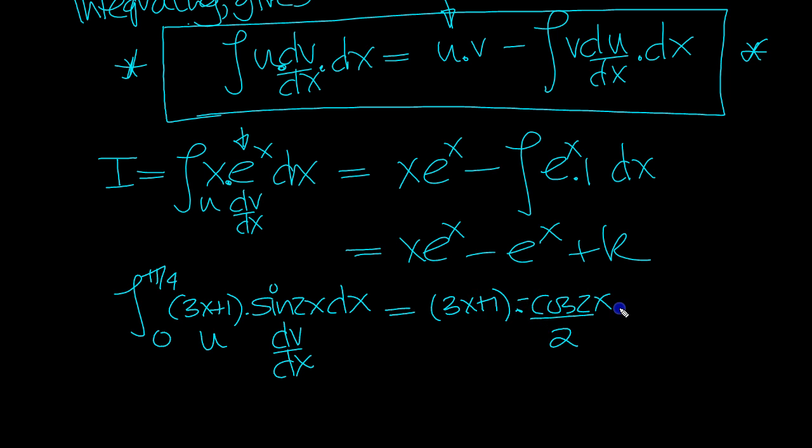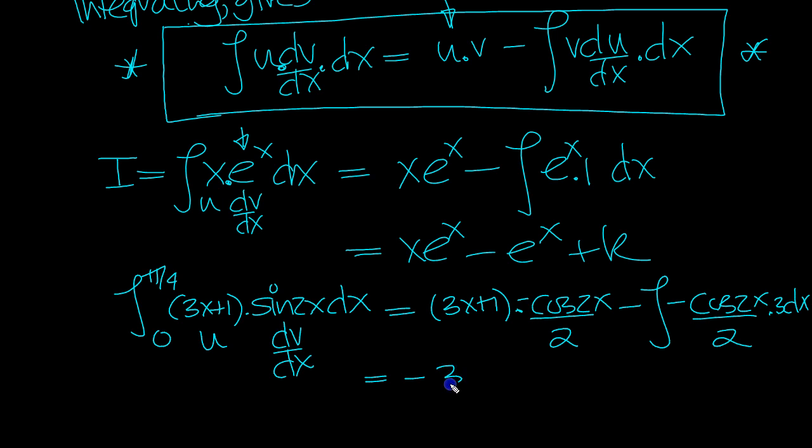That's uv minus the integral of v du. So v would be this thing here, which you've just done. It's minus cosine 2x over 2 times du/dx. And differentiating this, this goes to nothing, this goes to 3. So it's times 3 dx. So let's tidy it up then.